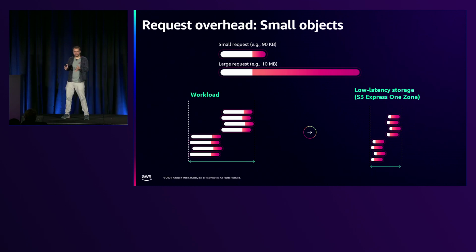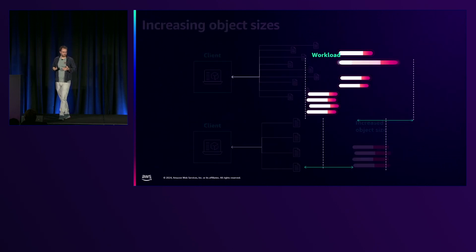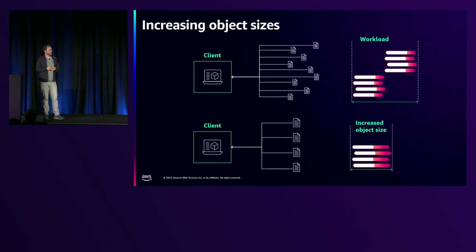One way we can improve the workload here is to use S3 Express, because it reduces that overhead. But the other way to improve it is to use larger files. So here in this example with the workload, we have a lot of tiny files. Your client has to send many requests, and all these requests don't really do much work.